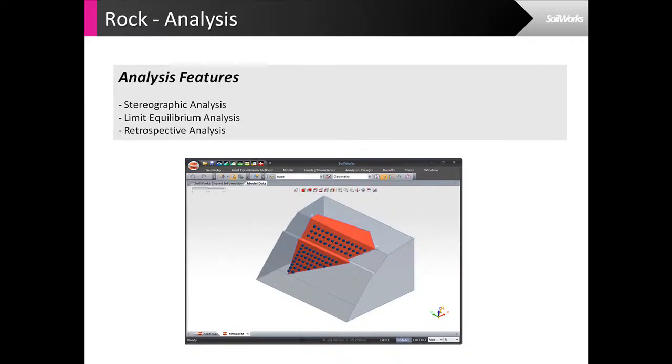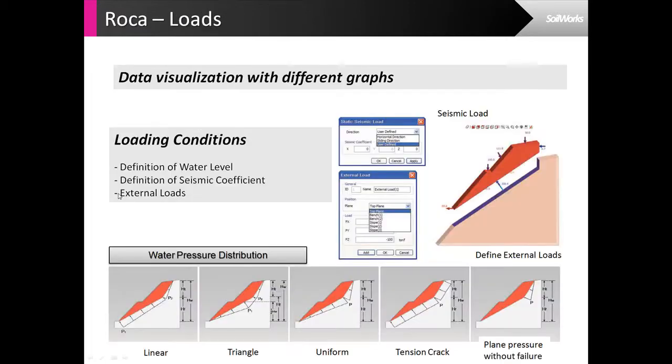Then we have the rock module, which is basically a slope stability analysis module, such as the slope module, but this is specifically for rocks. We have a database built in which we can define different properties of rocks, and also we have different types of analysis in it. As you can see, we have stereographic analysis, limit equilibrium, and retrospective analysis. In the loads, these are some of the loads that can be applied in this module. As you can see, we have multiple water pressure distributions that can be applied. Also, we can apply seismic loads, and we can also define external loads to apply to the different parts of the model.